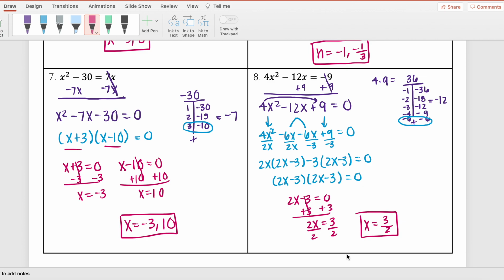So the answer you should have gotten was x is equal to 3 halves. When you factored by grouping, you should have seen that you had 2x minus 3 times 2x minus 3 equals 0. So it's really just the same thing. I'm multiplying the same thing twice. So I only had to solve one equation, and so this one only has one solution.